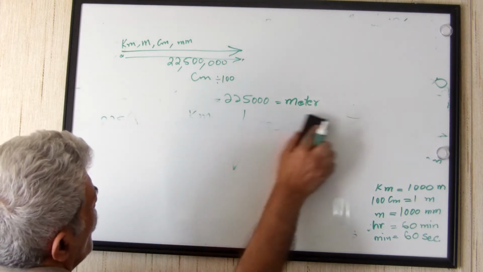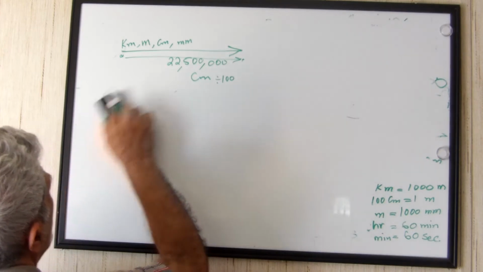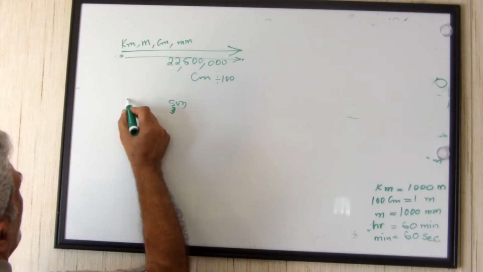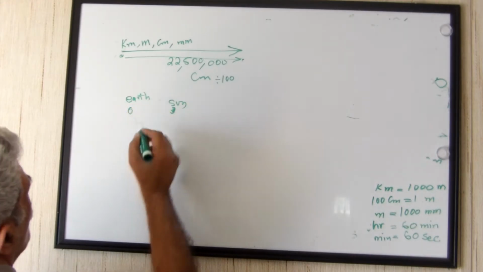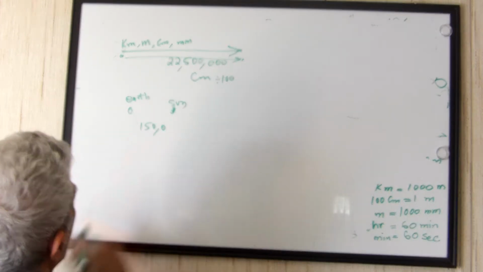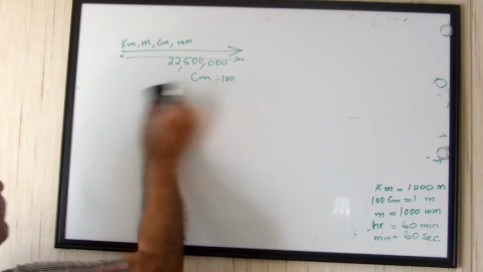Just want to let you know, it depends. Like the distance between Earth and the Sun, say like 150 million kilometers. They use million kilometers. It depends on the distance. Okay, that's enough for that.